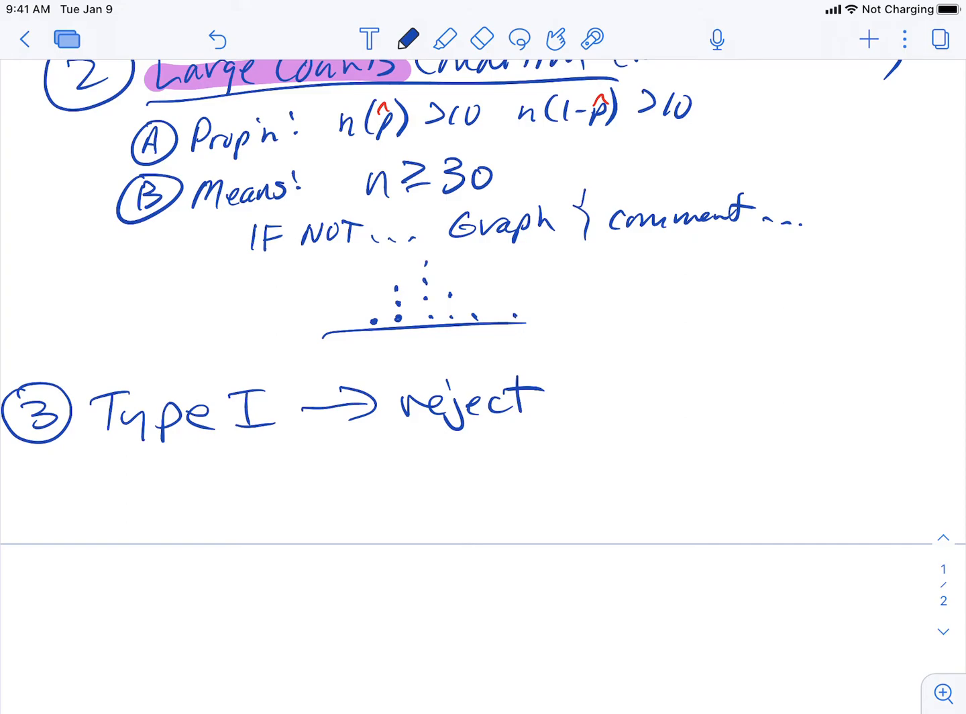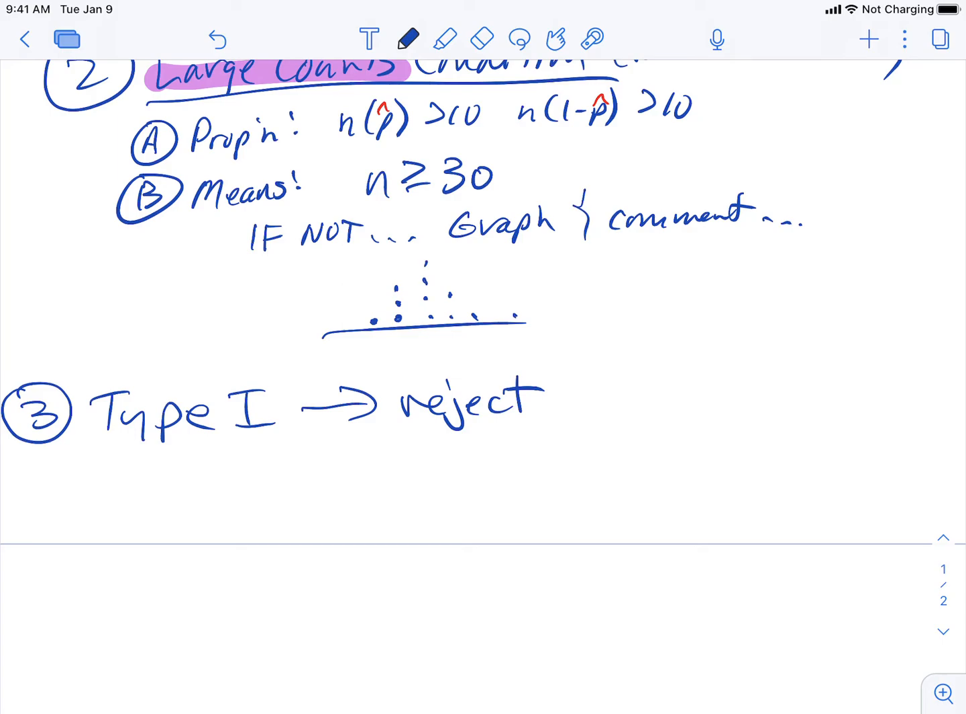It's just that your sample happened to be weird, and because it was weird, you concluded something that turns out was really not true. So it's really not a mistake of procedure. It's not a mistake of doing something wrong in the analysis or the calculations. It's just you got a weird sample. That happens every once in a while.